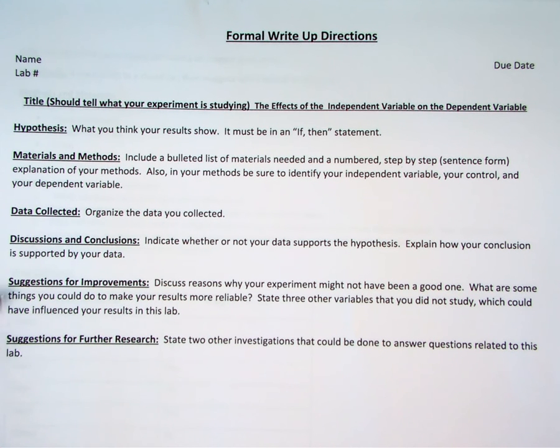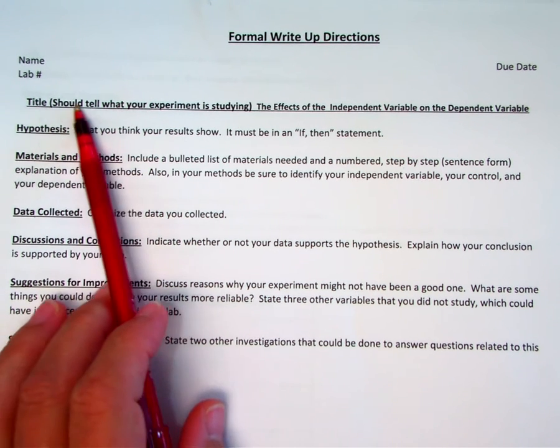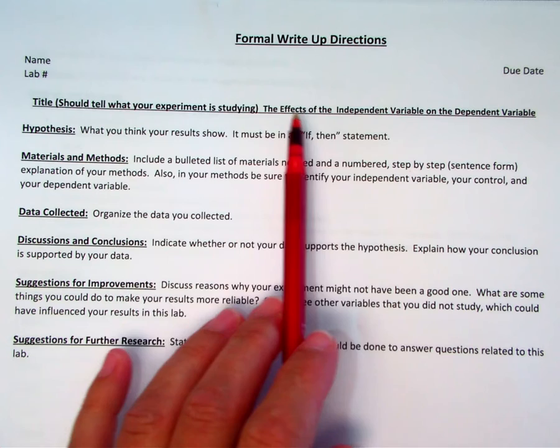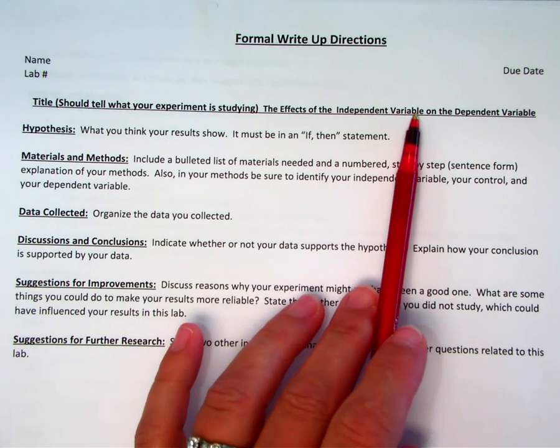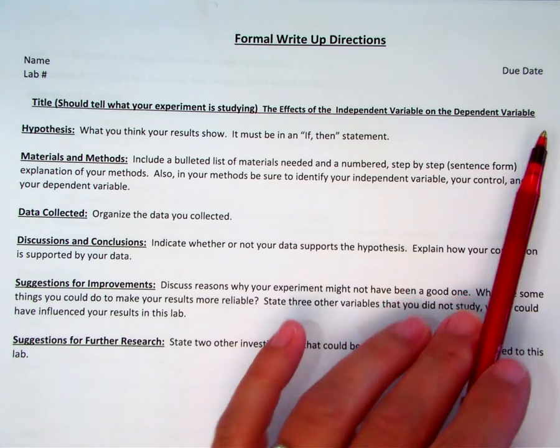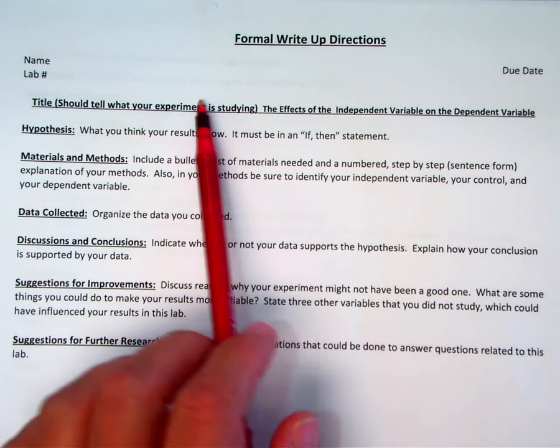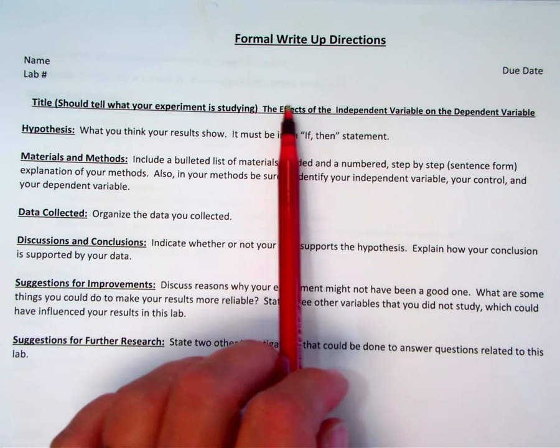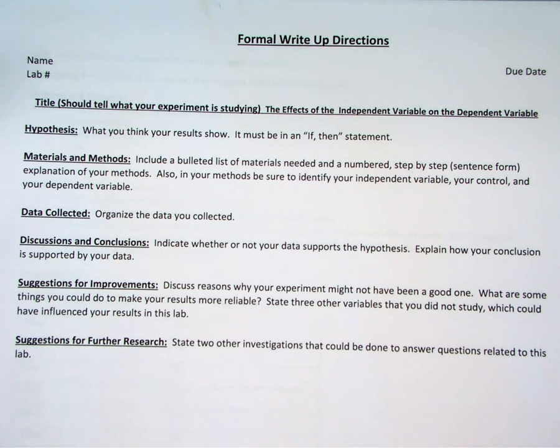This is the format of the state required biology Regents, so we're going to use the same exact format so you're familiar with it. Your title should tell what your experiment is studying: the effects of the independent variable on the dependent variable, just like how I taught you to title a graph. You can center that, underline it, and make it bold. The rest of the headings should be left justified, with the colon and the underline.